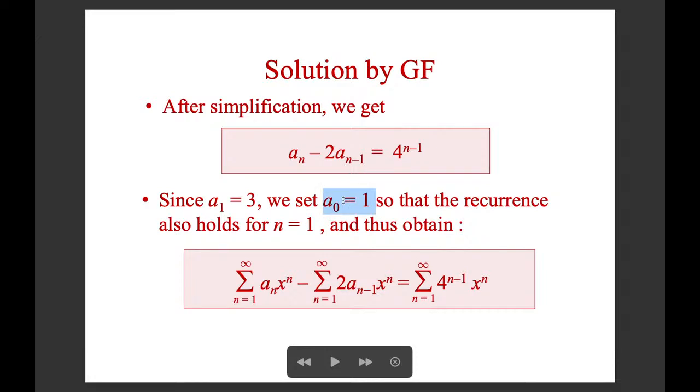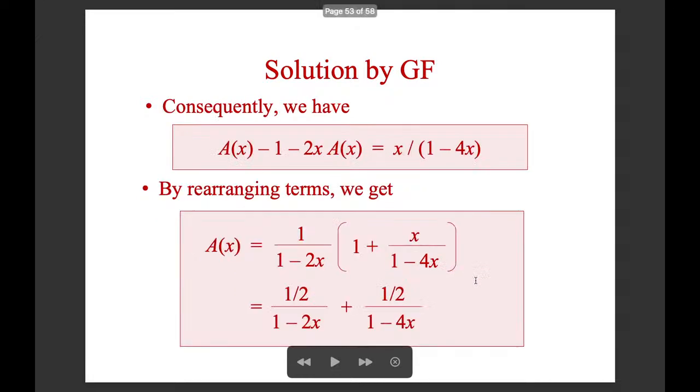Now by setting a0 to be 1, when we are doing the same thing, we sum up everything. So we multiply x to the power n to every part here. We sum up everything, and we will find that this is related to a of x. This is related to x times a of x, and we can compute the closed form for this one. So after simplification, we will have a of x minus a0 minus 2 times x times a of x is equal to x divided by 1 minus 4x.